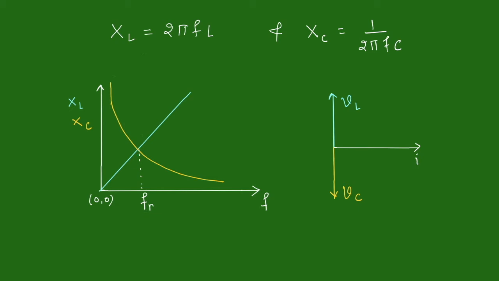For frequencies below FR, XC is greater than XL, and at frequency much less than FR, XL will become negligibly small compared to XC.